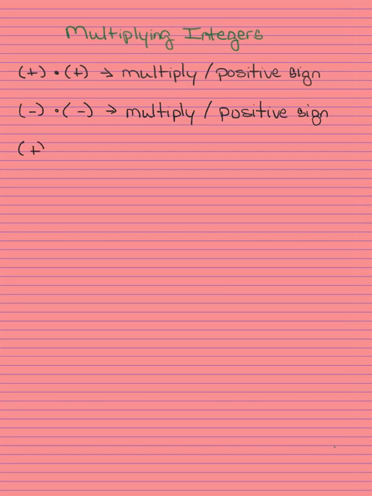Now you're going to write positive multiplied by a negative, and then right underneath, write negative multiplied by a positive. Draw a little arrow, write multiply, put a little slash, and then write negative sign.